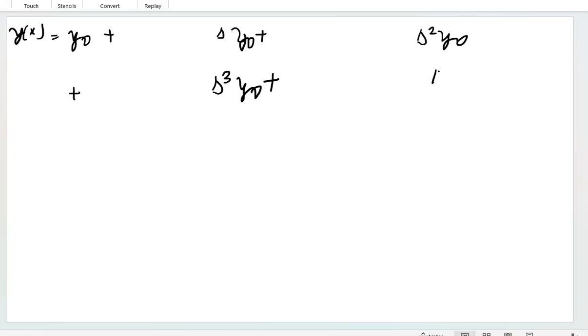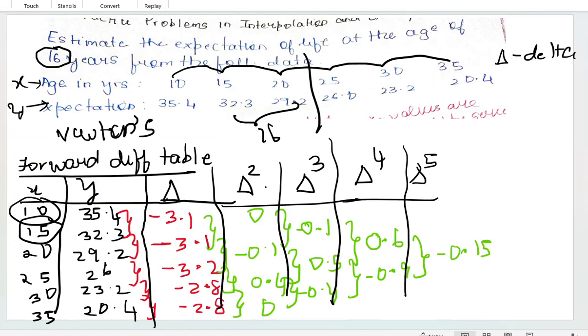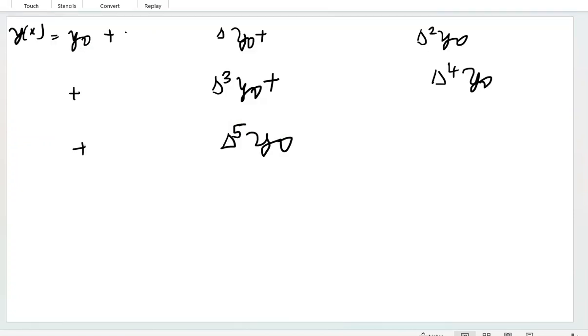We now use the formula. Newton's forward formula is y at x is equal to, we write down y naught plus leave some space, write delta y naught plus leave some space, write delta square y naught plus leave some space, write delta cube y naught plus leave some space, write delta raised to 4 y naught plus leave some space, delta raised to 5 y naught. Now this we have to write depending upon how many columns exist. Over here all 5 columns exist, so therefore we write up to delta 5 y naught.